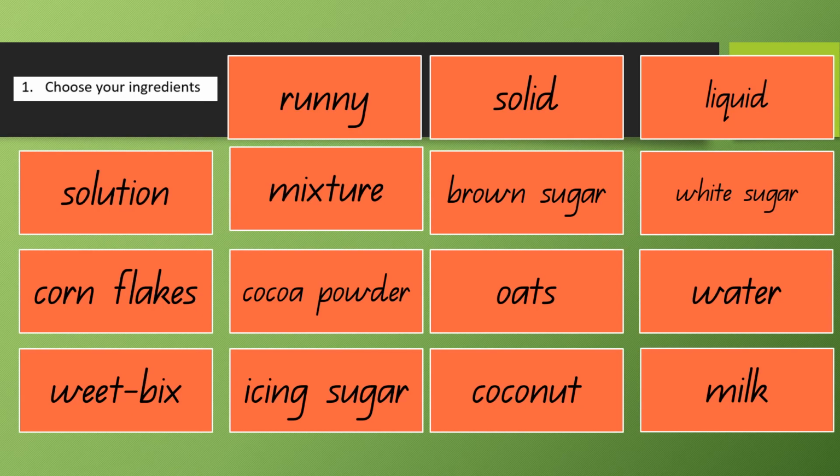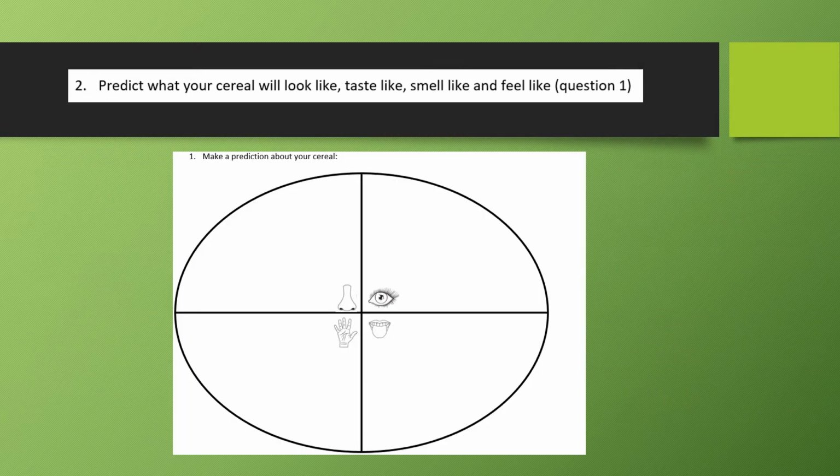So we've chosen our ingredients. Some you might not have at home, so I'll just skip quickly over that one. Number 2, predict what your cereal will look like, taste like, smell like, and feel like. Question 1. Now you'll see this on your task sheet, and there's a quadrant that has a little nose in it. That's for the smell. What do you think your cereal will smell like?